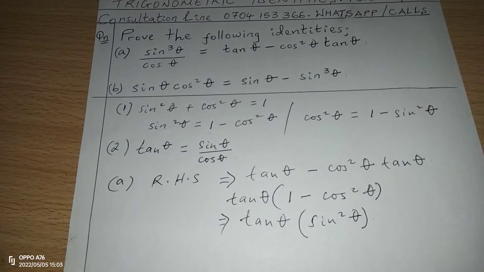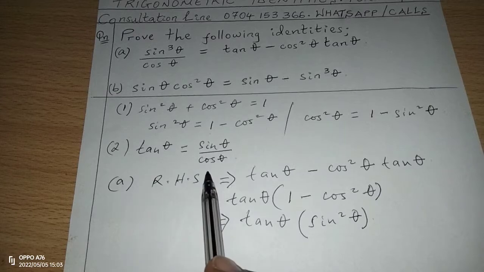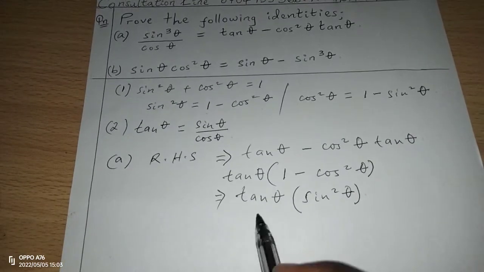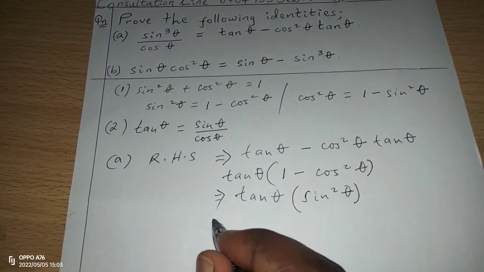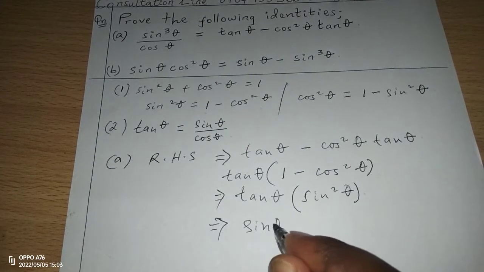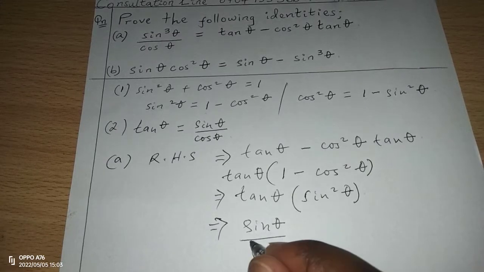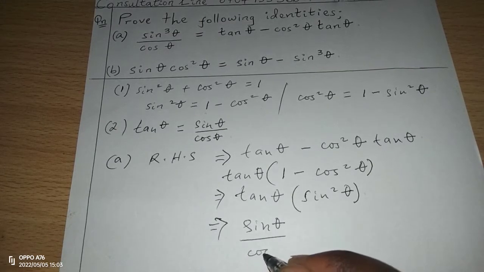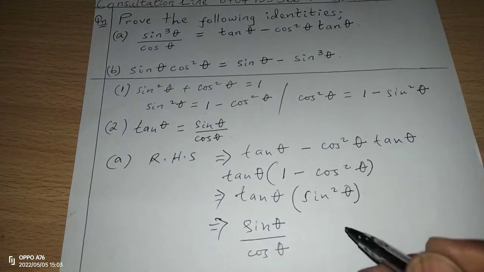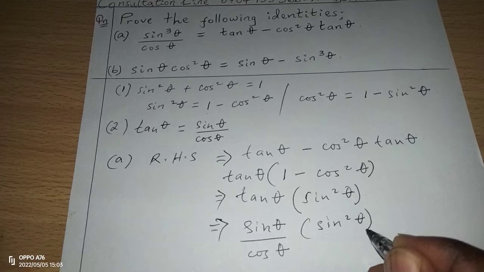Something else we should understand from the second trigonometric identity, which is given here, the tan of an angle is equal to its sine divided by its cosine. So this means instead of tan theta, we can have sine of theta divided by the cosine of theta. Then we multiply with sine squared of theta.